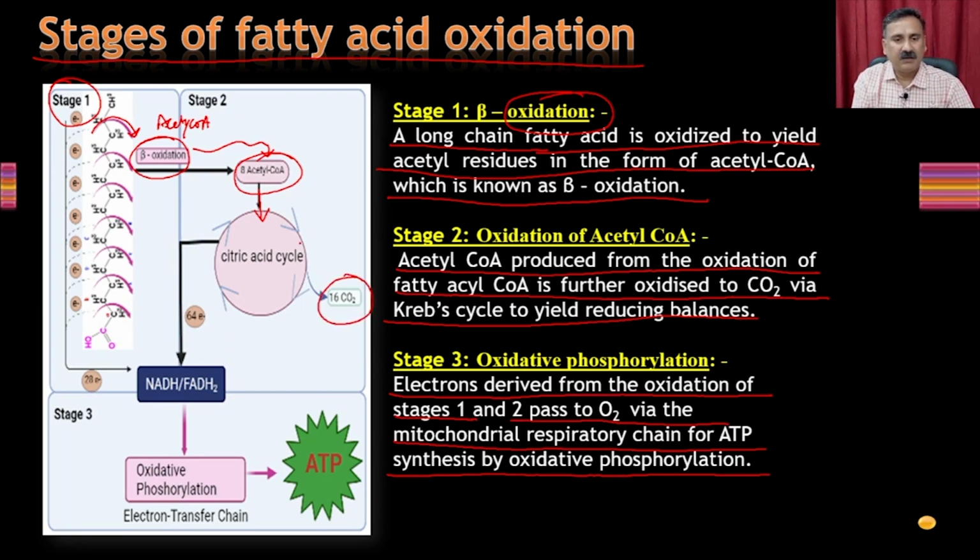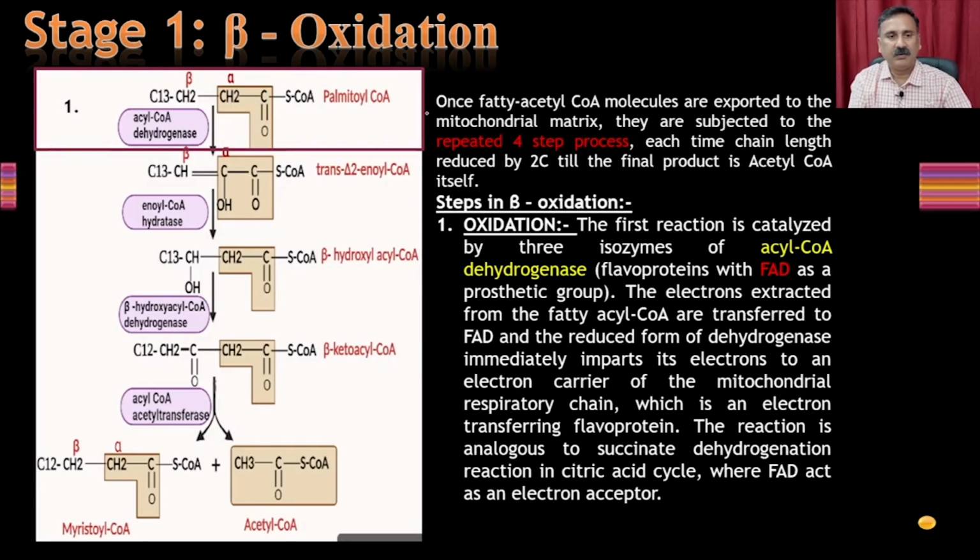The Krebs cycle is also going to produce NADH, FADH2, and GTP. All these molecules will then enter into the oxidative phosphorylation. So all the NADH, FADH2 and all that will enter into the electron transport chain, and that's how they will produce a large quantity of ATP. So the first step is the oxidation. In stage 1, we have the beta oxidation.